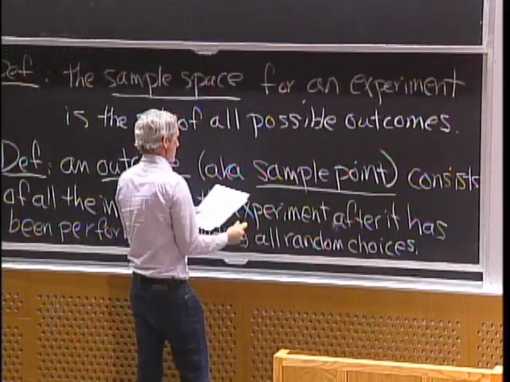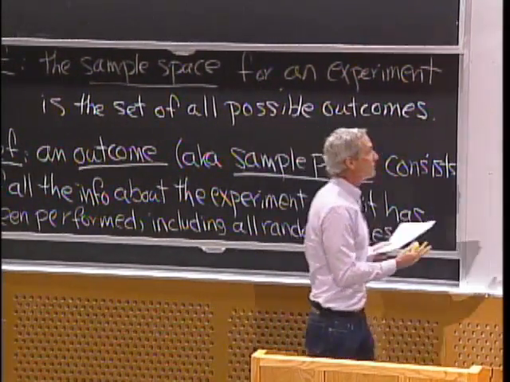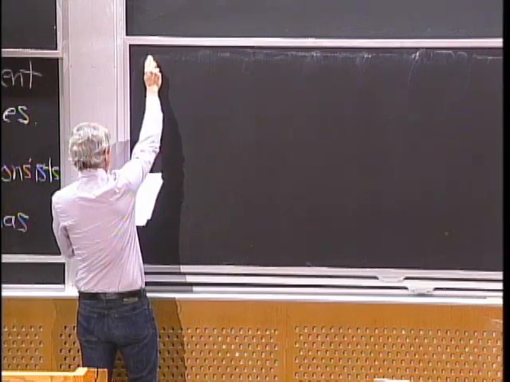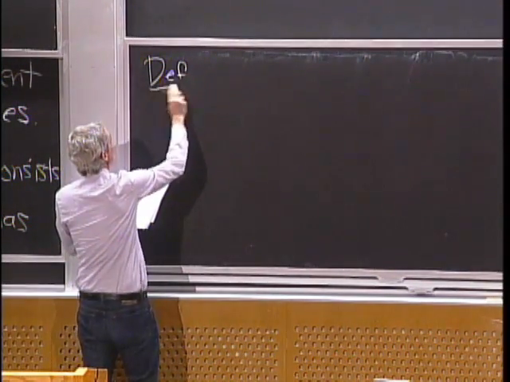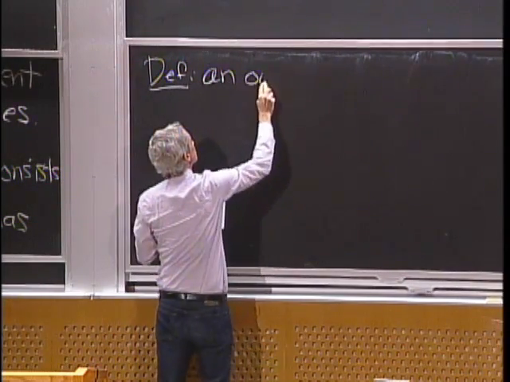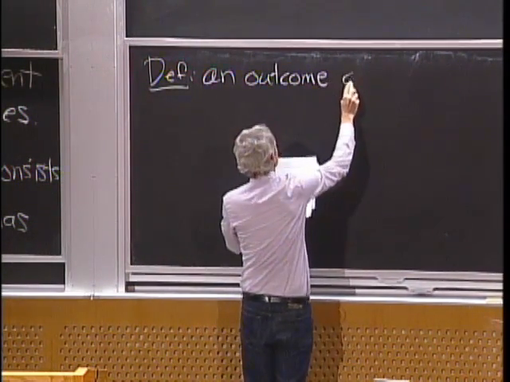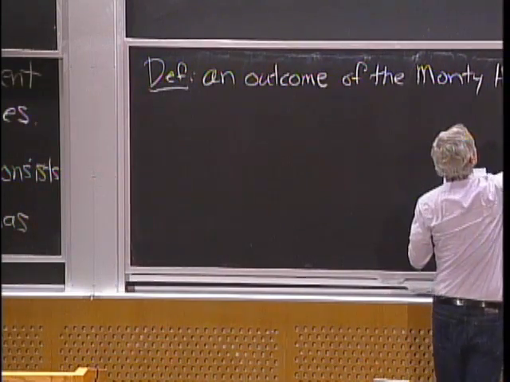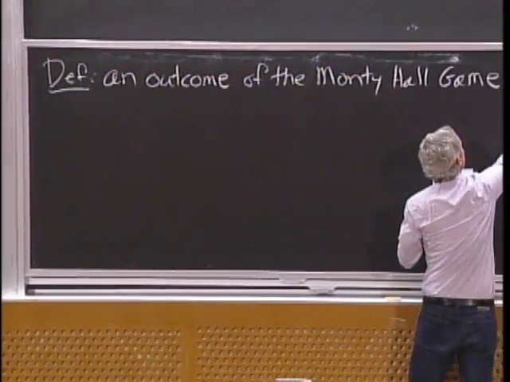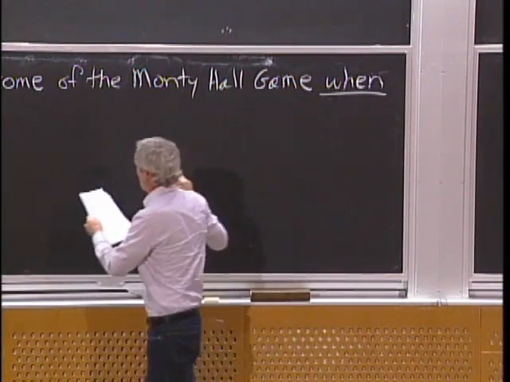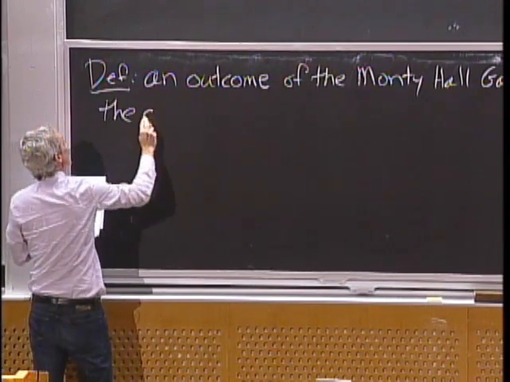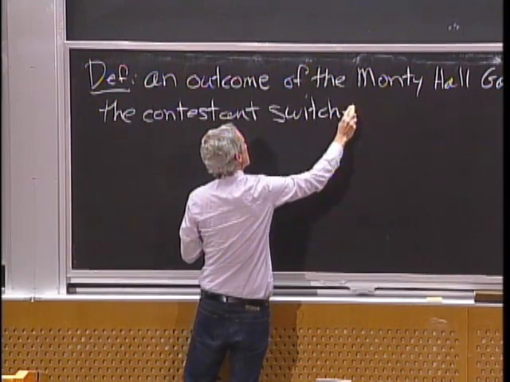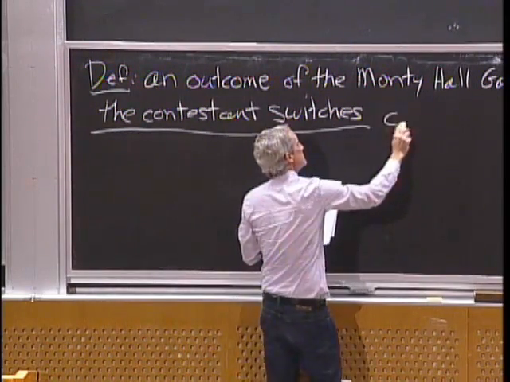For example, say we want to know the probability of winning in Monty Hall if you switch. All right, let's figure that out. So in that case, we're going to define an outcome of the Monty Hall game, or a sample point. And I'm assuming in this case we know you're going to switch. And the contestant switches. Consists of three things.